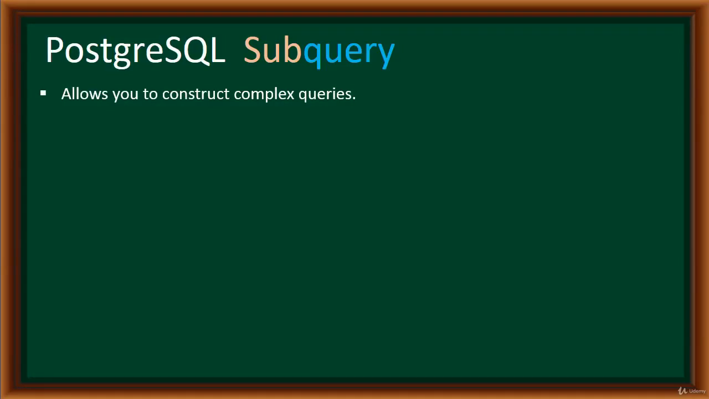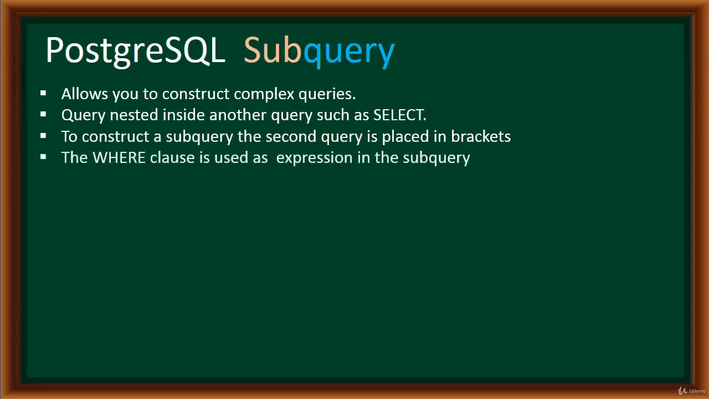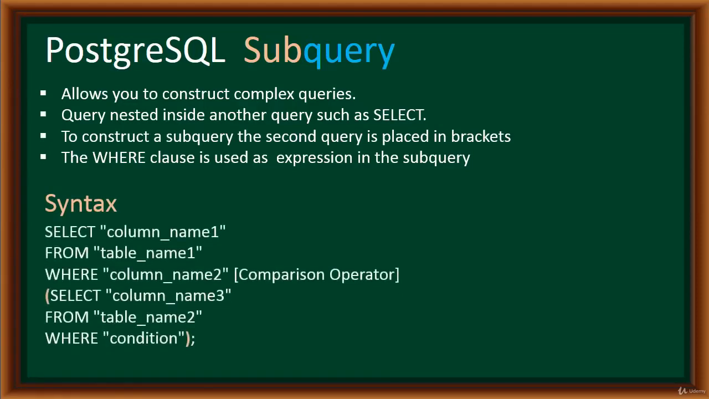A subquery basically is a query nested inside another query, and this can be with a select statement, an update statement, and also an insert statement. To construct a subquery, the second query is placed inside brackets, and you also have the where clause used as an expression in the subquery. So a subquery basically is an SQL statement that has another SQL statement embedded in the where or in the having clause. So let's look at a typical syntax.